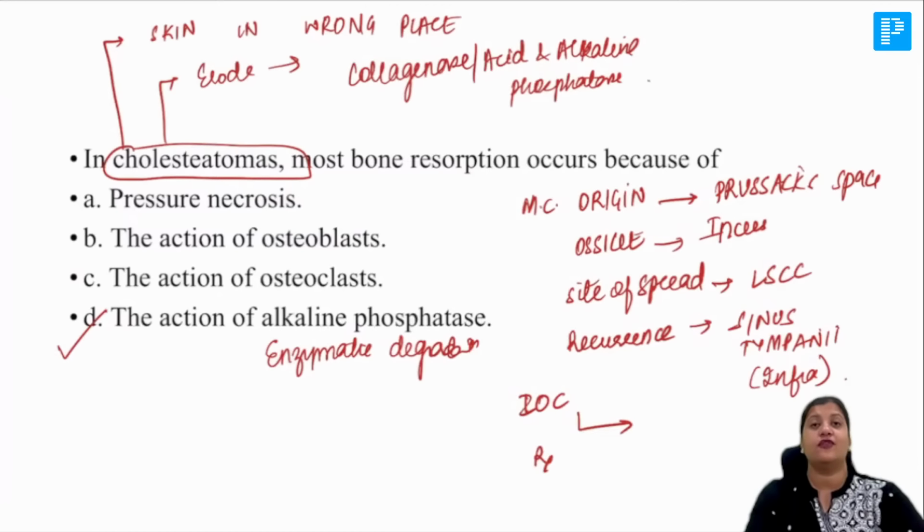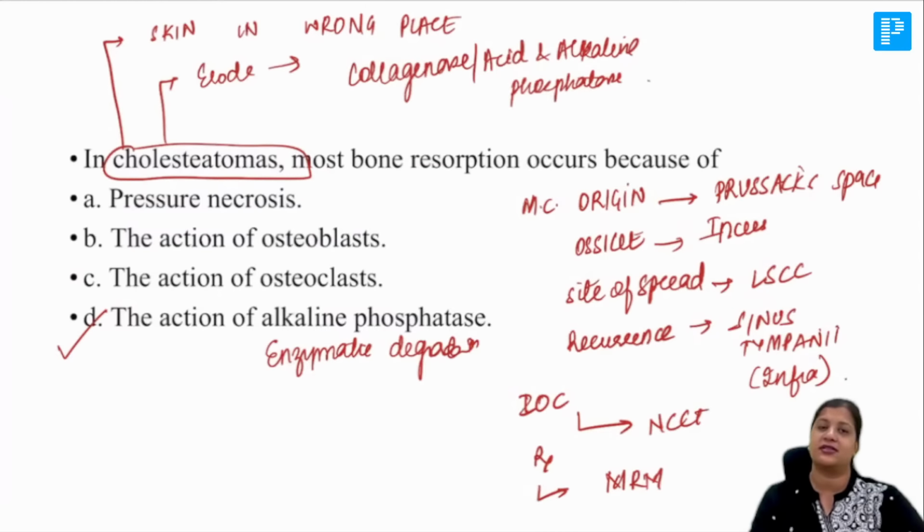The investigation of choice for diagnosing cholesteatoma is going to be a plain CT, a non-contrast CT scan. And the treatment is there is no role of medical therapy. You will do surgery, which is modified radical mastoidectomy. Correct? Yes, high resolution CT scan, non-contrast CT scan is the right answer. I agree with all of you. The treatment is surgical, which is modified radical mastoidectomy.